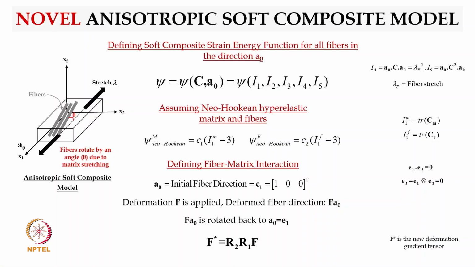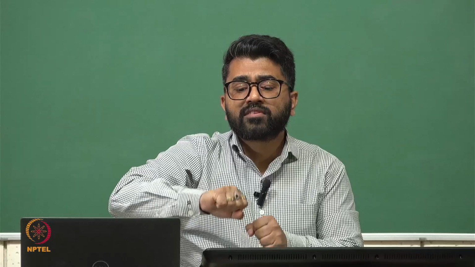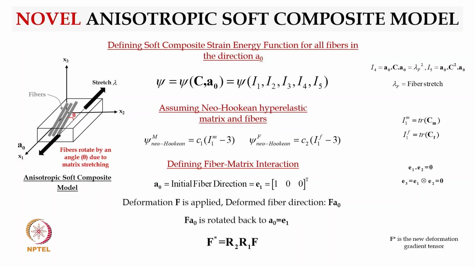Lambda f is the fiber stretch. Lambda is the overall stretch to the material. Lambda f is just the fiber stretch, right. I1m is basically the invariant along the direction of the matrix.